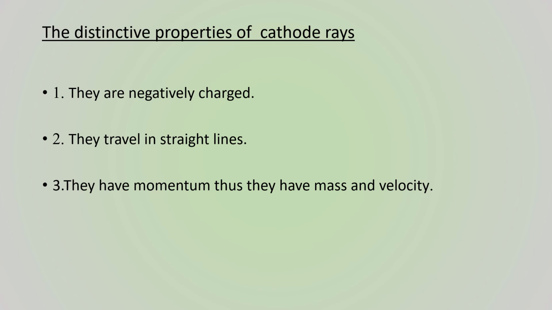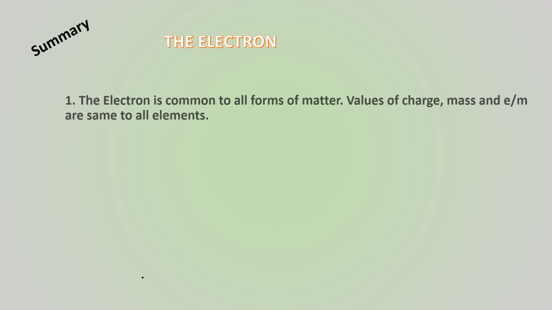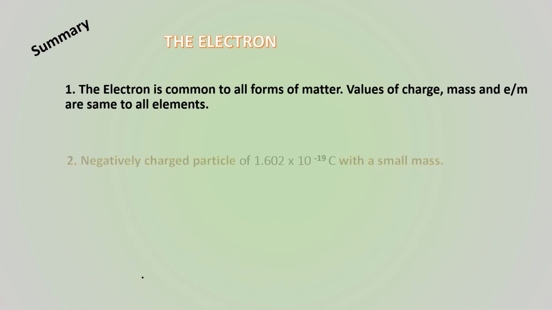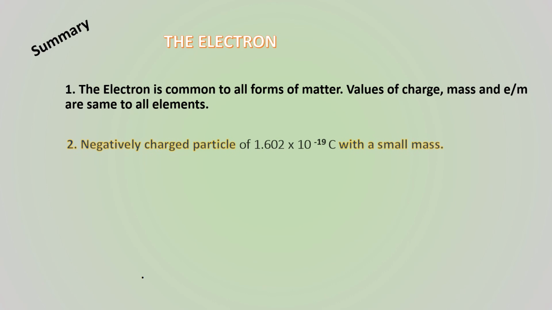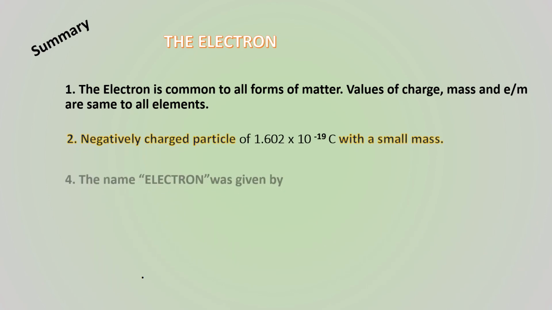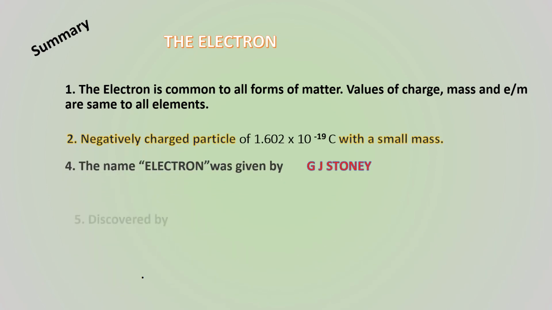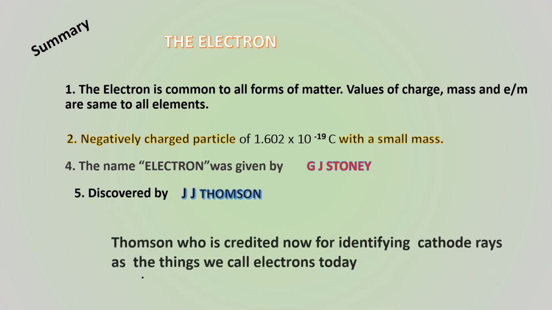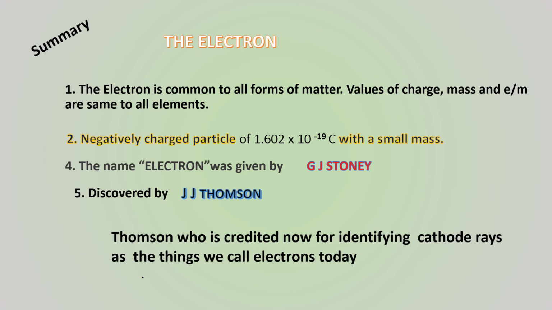Summary of the lesson: the electron is common to all forms of matter. Values of charge, mass and e/m are the same for all elements. It is a negatively charged particle with a small mass. The name electron was given by Stoney, physically discovered by J.J. Thomson. Thomson is credited now for identifying cathode rays as the things we call electrons today.